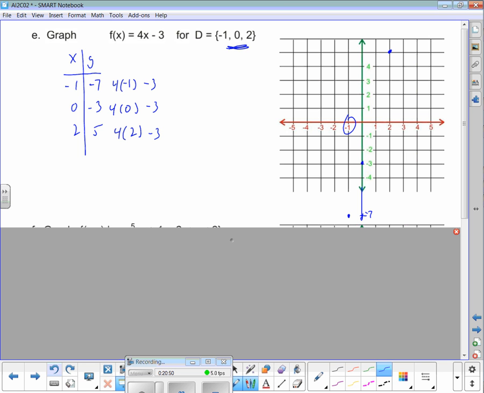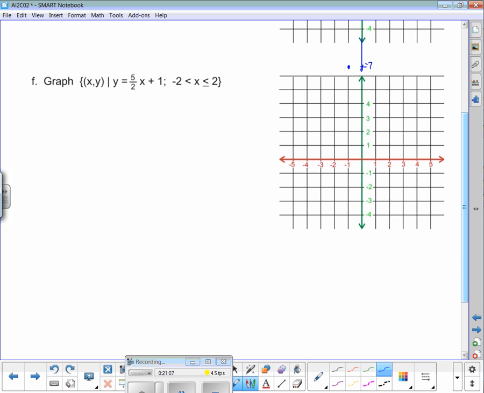Guy -1 is dating girl -7. Guy 0 is dating girl -3. And guy 2 is dating girl 5, right? And that's the way that goes. All right, last example here.